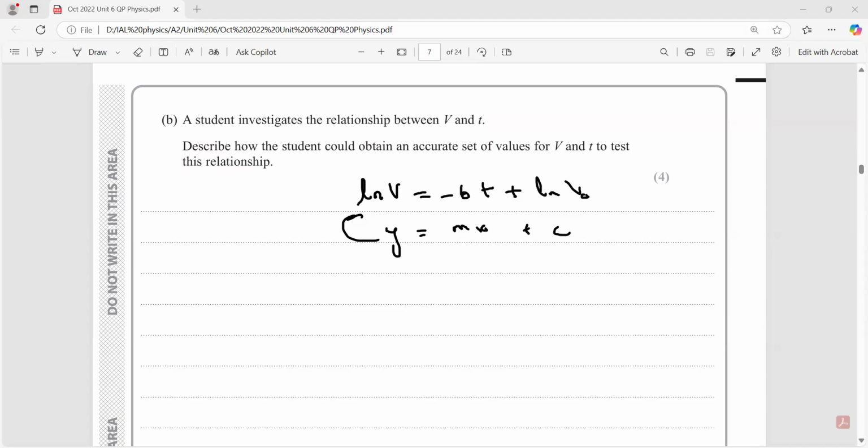So first what we do, we will fill the burette and we record it, because we want to test this relation and we want to plot a graph between ln V and T.